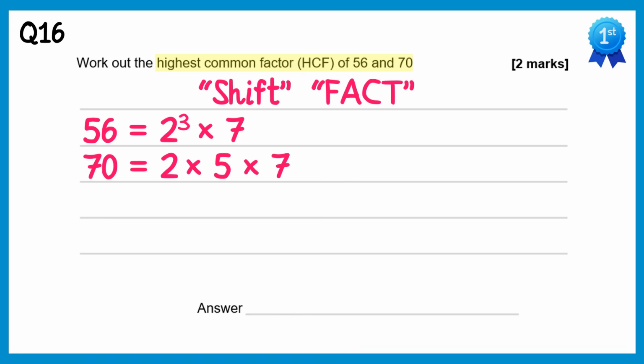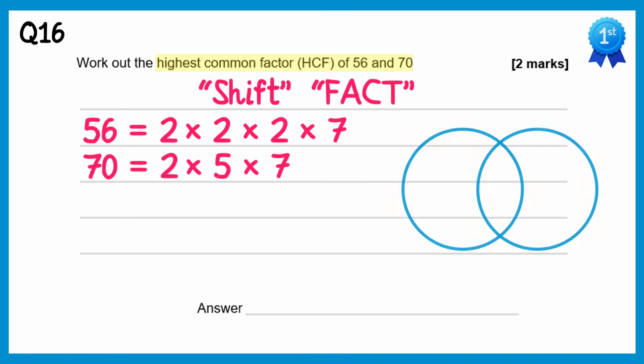Now before we do the next bit, I'm going to rewrite that 2 to the power 3 as 2 times 2 times 2 again, so 3 times. So 2 times 2 times 2 times 7. Then I'm going to draw a Venn diagram. So we have 2 circles, the first one for the 56 and the second one for the 70. Next we're going to look at the prime factorizations and look for numbers that appear in both of them.